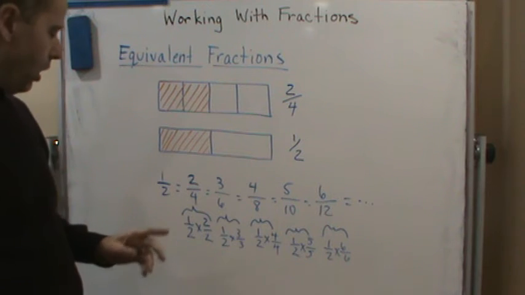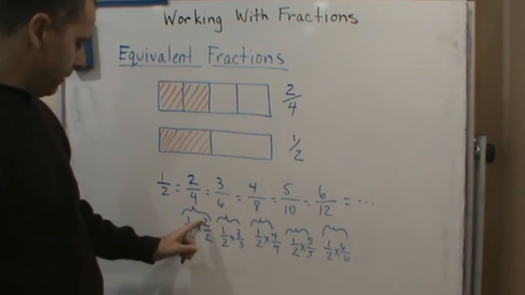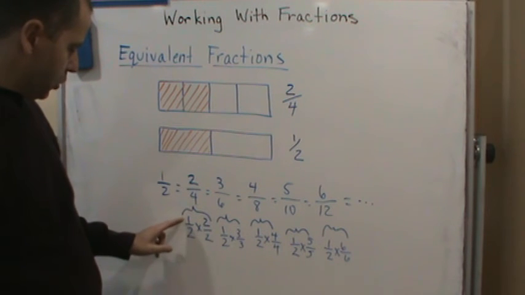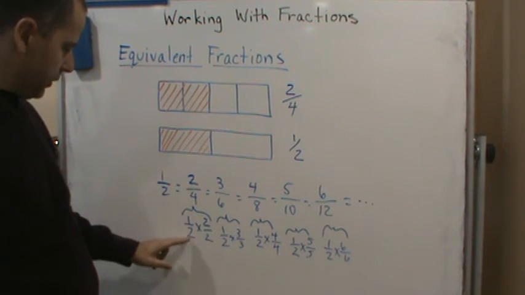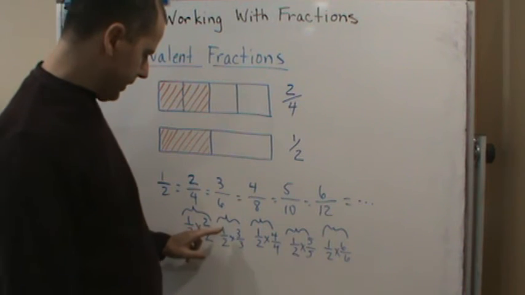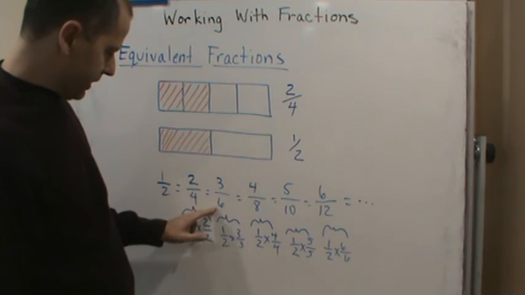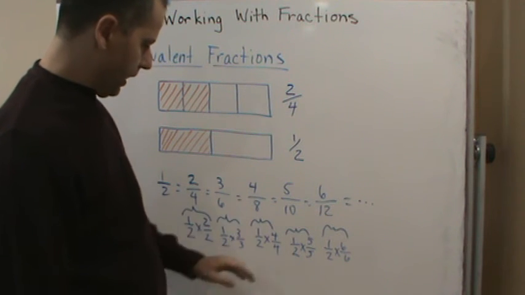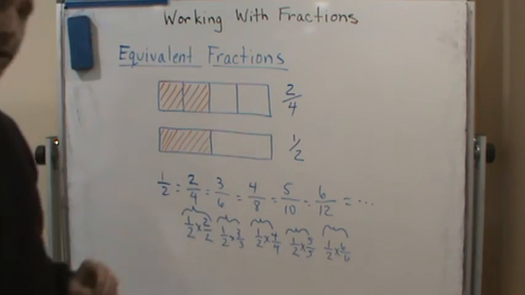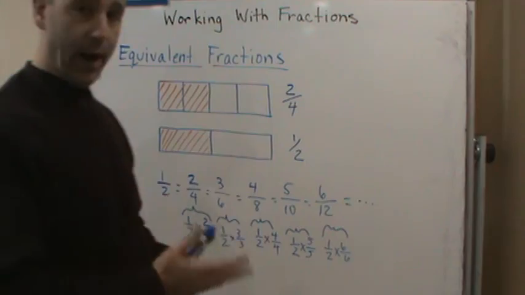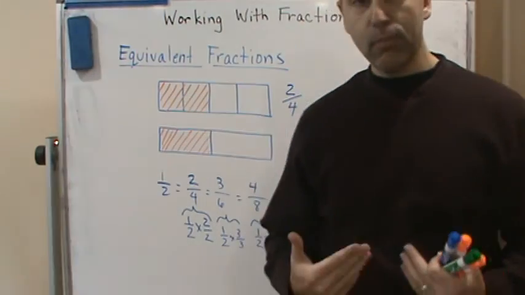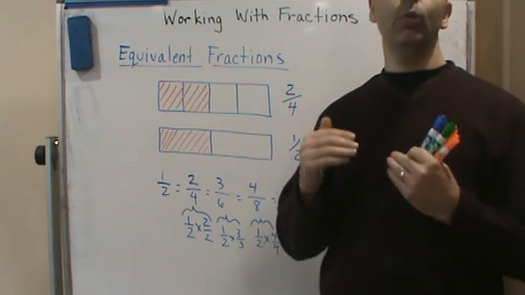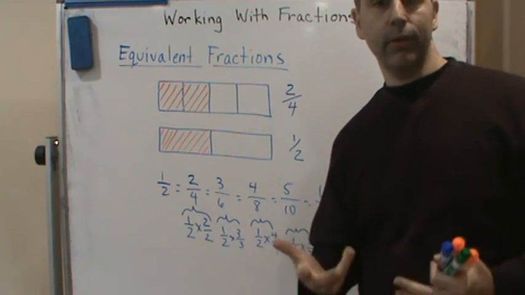So what am I doing? In effect, all I'm doing is multiplying the top and the bottom by the same number. So if I multiply 2 by 1, I get 2. If I multiply 2 by 2, I get 4. If I multiply the top and the bottom by 3, I get 3/6. If I multiply the top and the bottom by 4, I get 4/8, and so on. So the way you get equivalent fractions is, as long as you multiply the numerator and the denominator by the same number, you will always come up with an equivalent fraction.